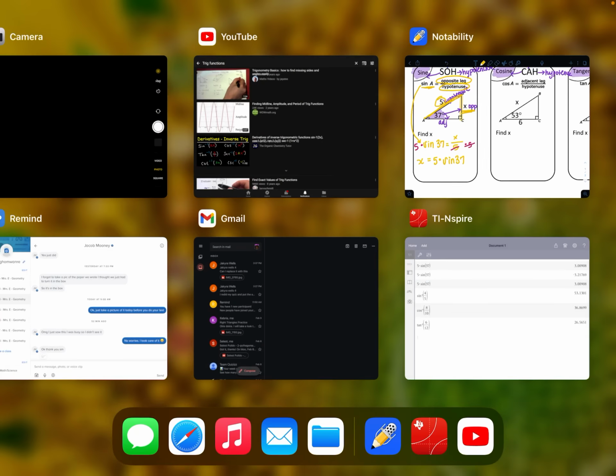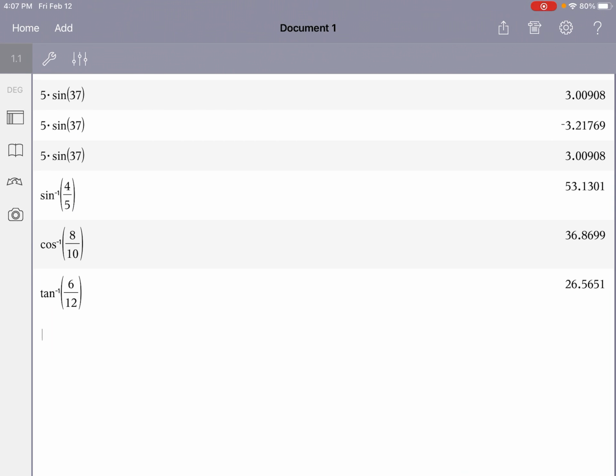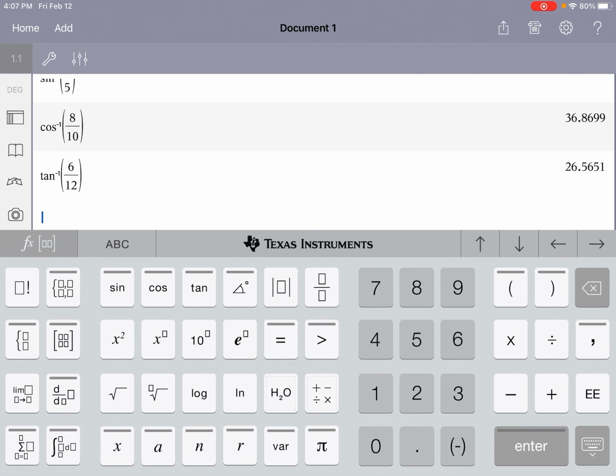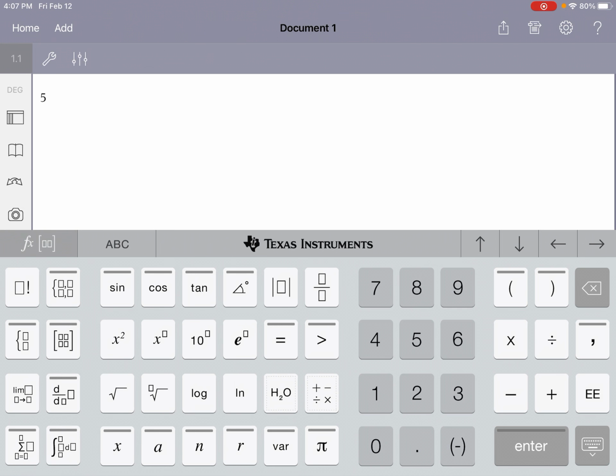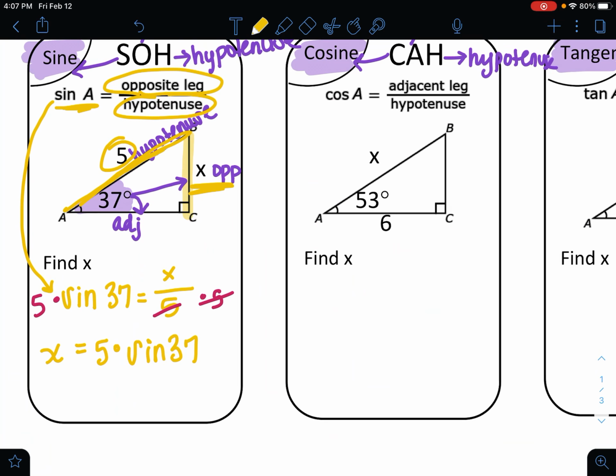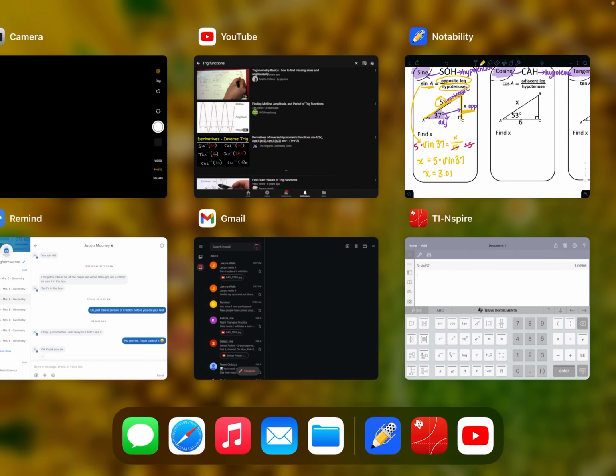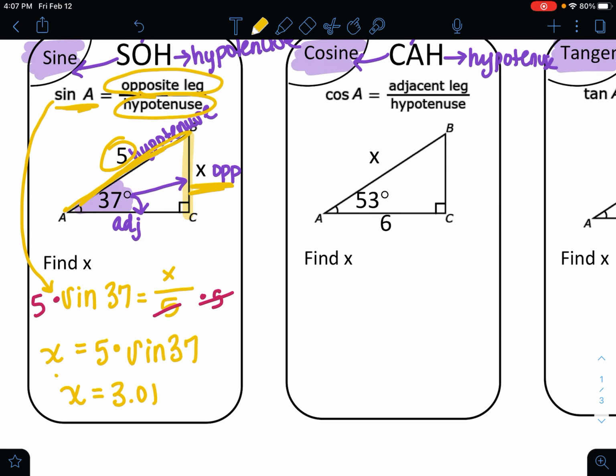So we're going to head over here to the calculator. Okay, so we're going to have 5 sine, and you can see the sine button is right below ABC over here on the left side. 37. There you go. So now that's going to be 3.01, and we're going to round all of these to the hundredths place. We're not going to use the tenths place for this unit. So the length of side x is 3.01.